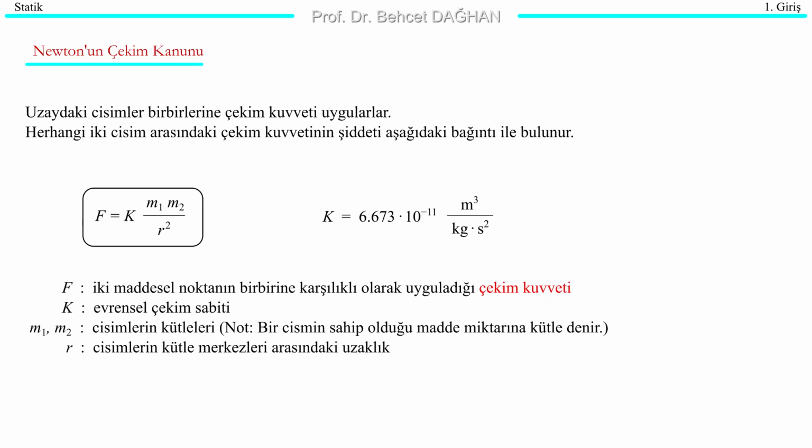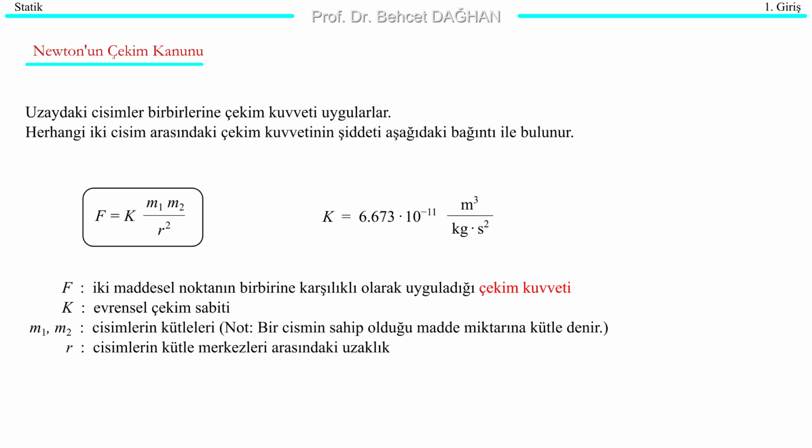Objects in space exert gravitational force on each other. The magnitude of the gravitational force between any two objects is found by the following relation. In this relation, K is the universal gravitational constant. It has a certain value. We gave it that way. m1 and m2 are the masses of the objects.